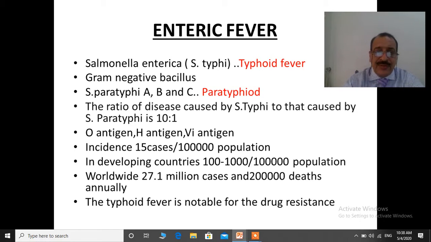The incidence of this disease in the developed countries is 15 cases per 100,000 population, while in the developing countries it is relatively more common, and the incidence is 100 to 1,000 cases per 100,000 population. Worldwide, there are about 27 million cases and 200,000 deaths annually. Now, the problem which we are facing nowadays is the development of drug resistance. The resistance is developing against commonly used drugs, and this is going to create problems in the near future as well.